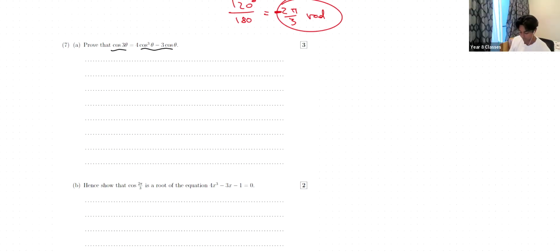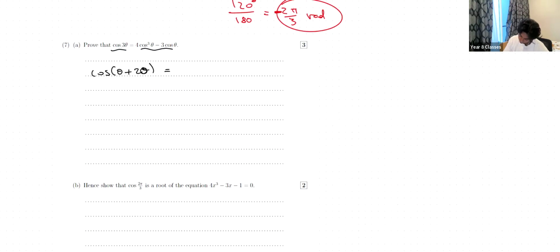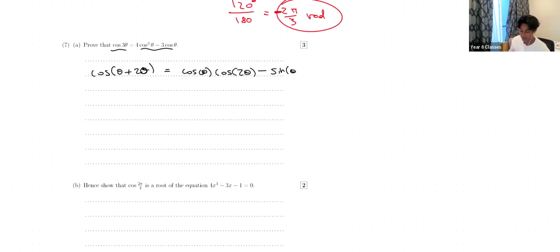So how are we going to go about doing that? So split it into cos theta plus 2 theta, maybe. Good. And then that equals cos theta cos 2 theta minus sine theta sine 2 theta. Good. And then what to do from here?